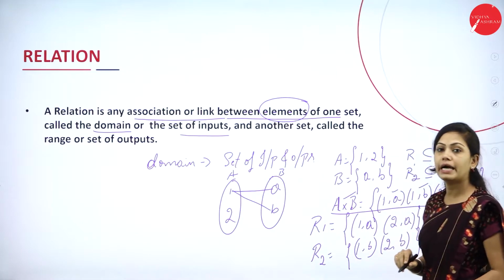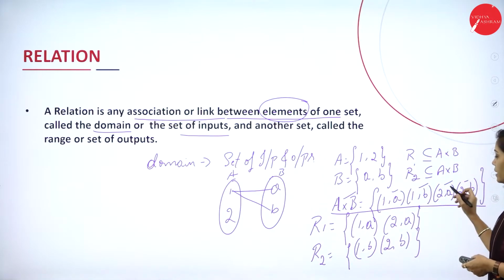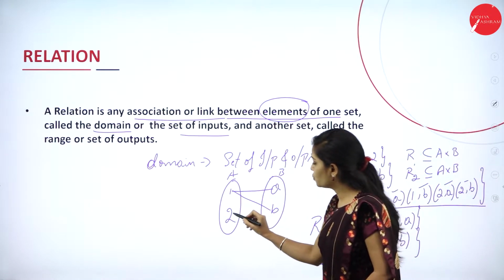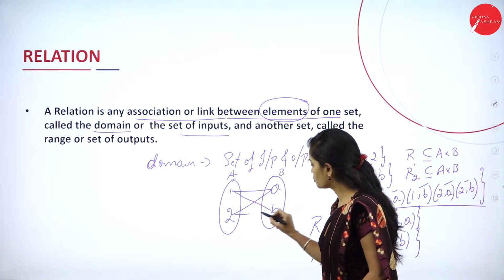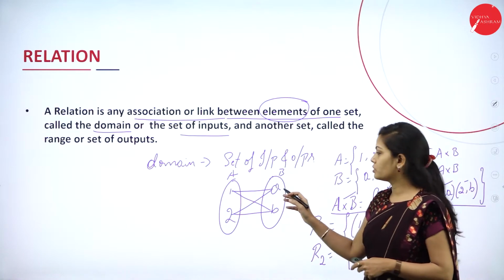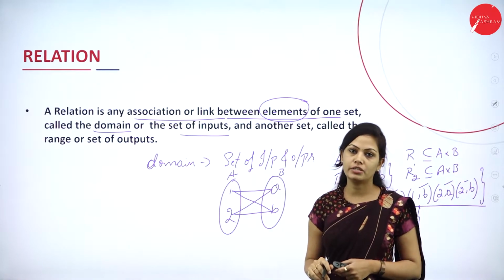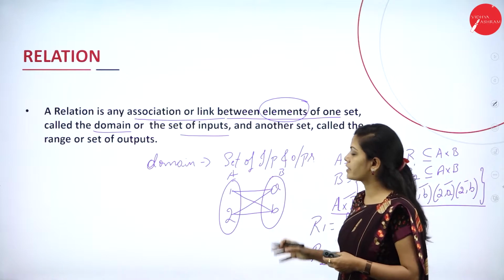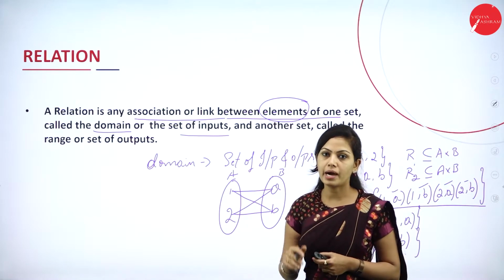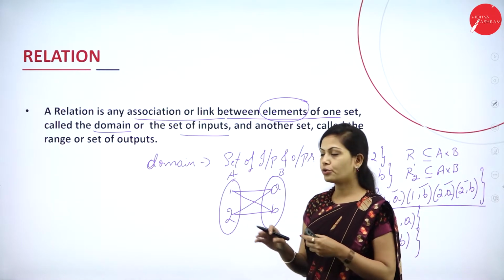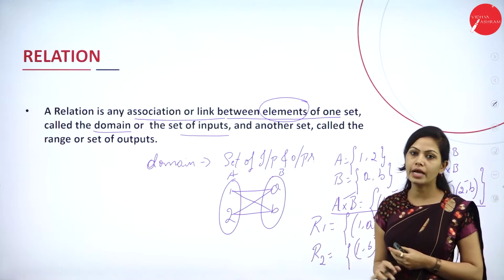Using an arrow diagram, I can represent the relationship. So here I have 2A and 2B. So 2 is related to A and also it's related to B. So this is called a relation. And also I can represent this using the matrix method.